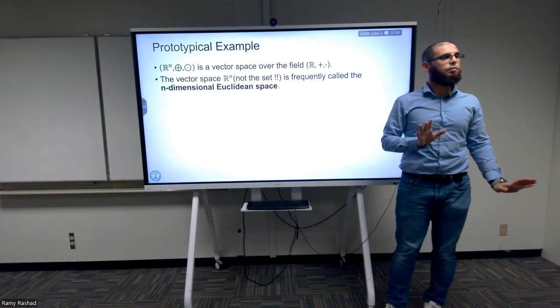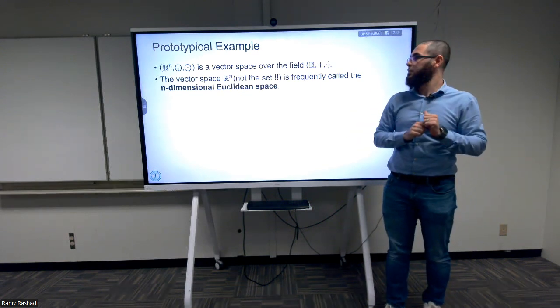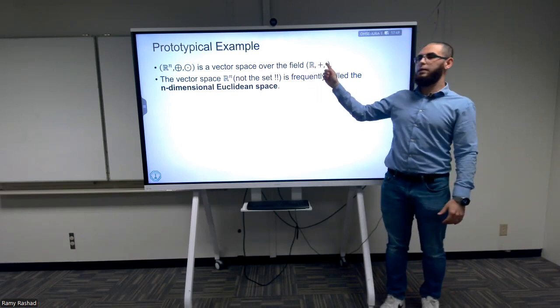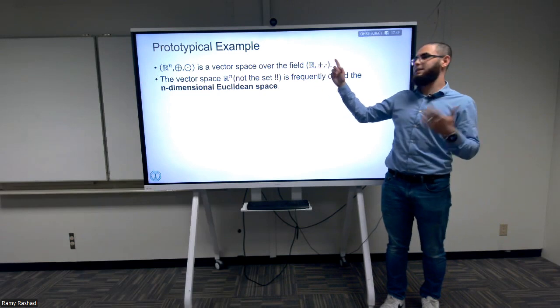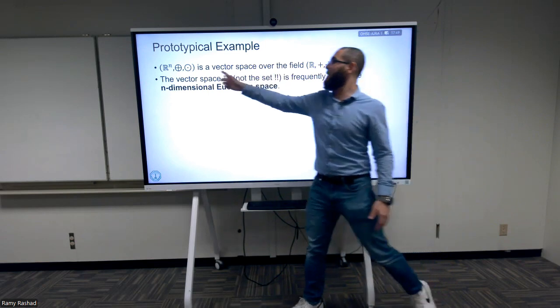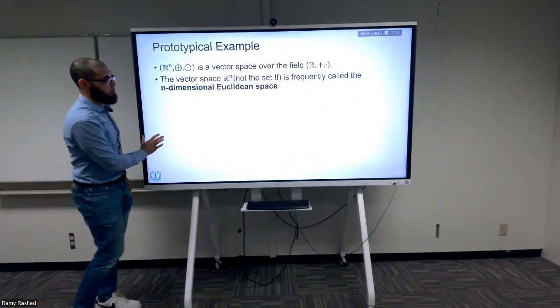Example, Rn. Rn is just an example of what a vector space is. The corresponding field is the real numbers, with the standard plus that you all love and the standard multiplication that you all know. What is the vector addition here? How is it defined? First let's write it down.